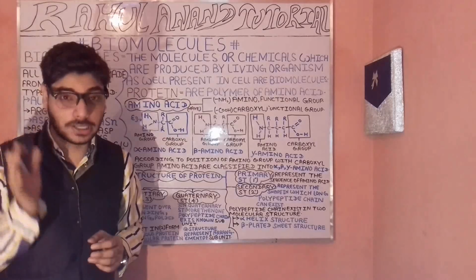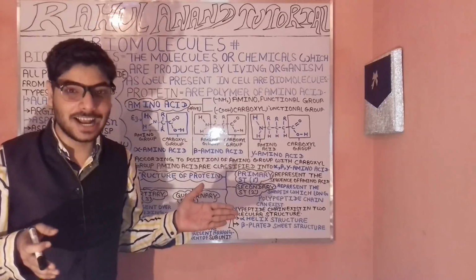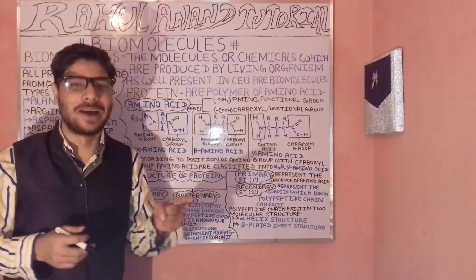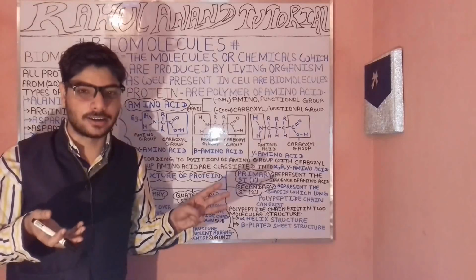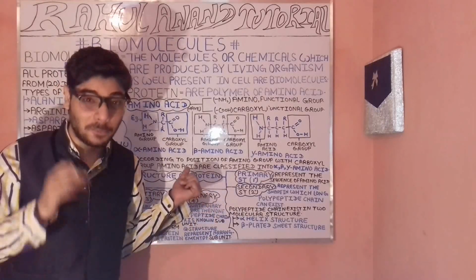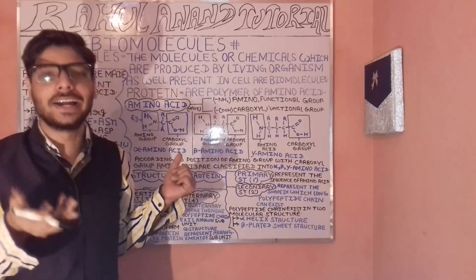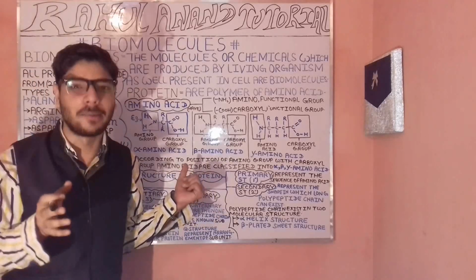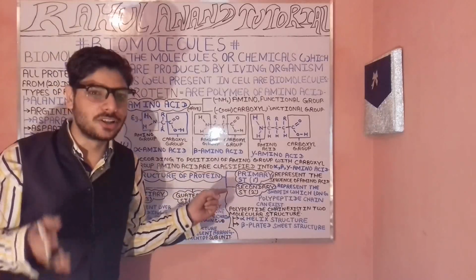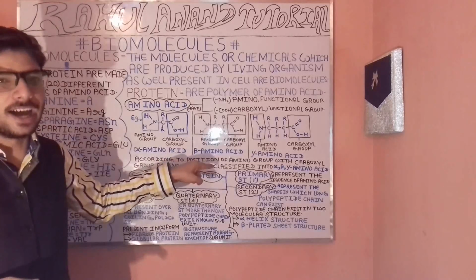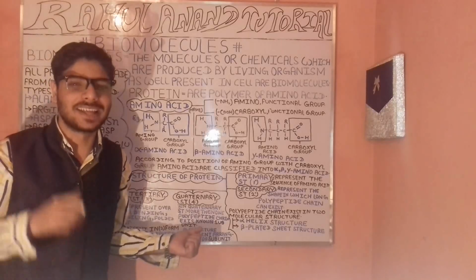When we talk about amino acids, they are further divided into three broad categories: the alpha amino acid, the beta amino acid, then the gamma amino acid. This is based on the structure of the amino acid, in terms of the position of the amine group and the carboxylic group. You can find the alpha, beta and gamma amino acids here on the board.